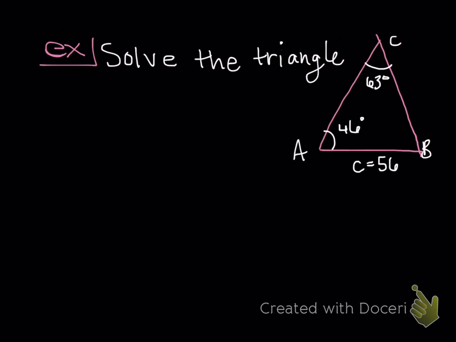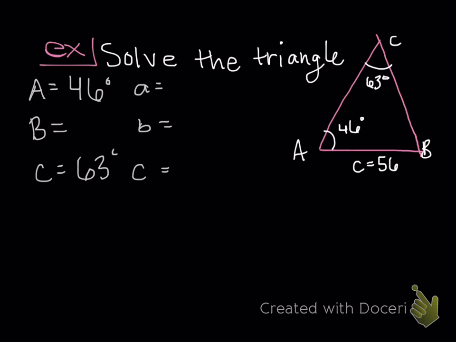So for our first example, the directions will say solve the triangle, and what that means is I want to know everything that is missing about the triangle. So first let's write down all the information we do know about the triangle. If I want to know everything about the triangle, that means I want to know all three angles and all three sides. So I know angle A is 46 degrees and I know angle C is 63 degrees. That's given to us. And because angle C is at the top, directly across from it is our side c, and we know that measurement is 56.